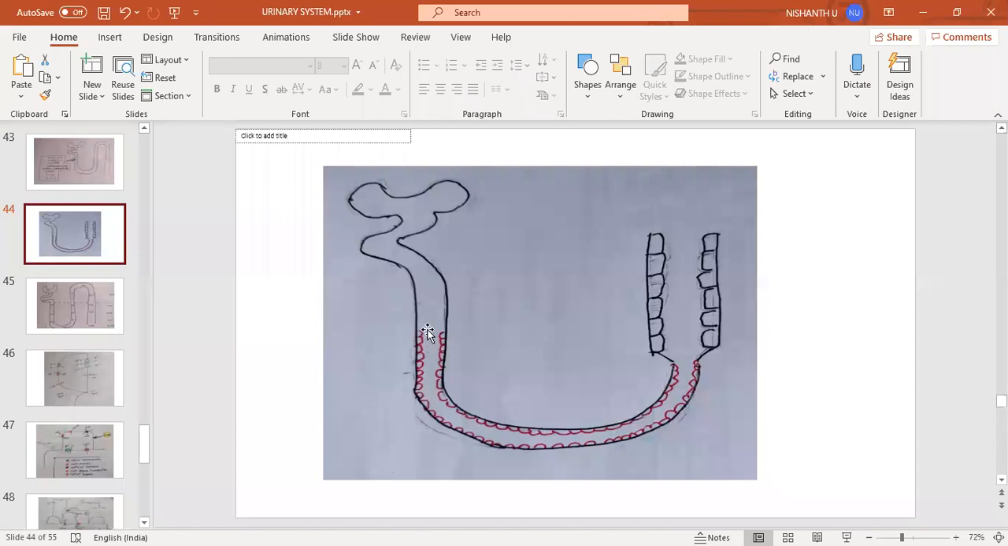This descending loop of Henle will allow only water to get reabsorbed. That means water can move freely through the descending loop of Henle. And the ascending loop of Henle, I'm talking about only the thin ascending loop, will not allow water reabsorption. This is not watertight, and this is watertight. So water moves freely from the tube to the interstitial fluid in the descending loop of Henle, whereas in the ascending loop of Henle, water cannot move out.